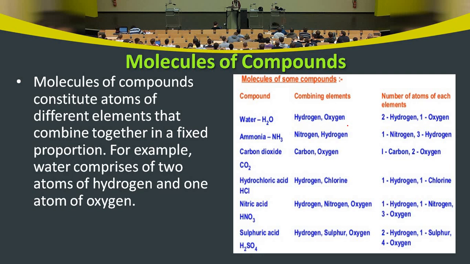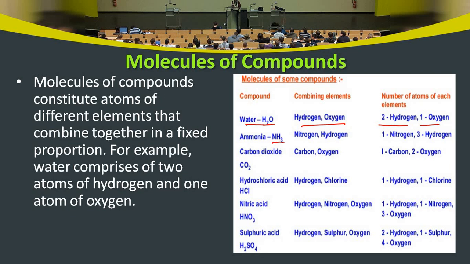Molecules of compounds constitute the atoms of different elements that combine together in a fixed proportion. For example, water comprises 2 atoms of hydrogen and 1 atom of oxygen. For example, you see this figure, I have taken some figures. The molecule of compound is what? For water, hydrogen and oxygen are the combining elements, and when 2 atoms of hydrogen and 1 atom of oxygen combine together, they form water.